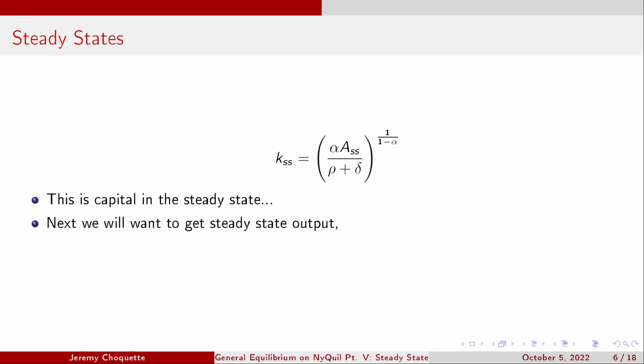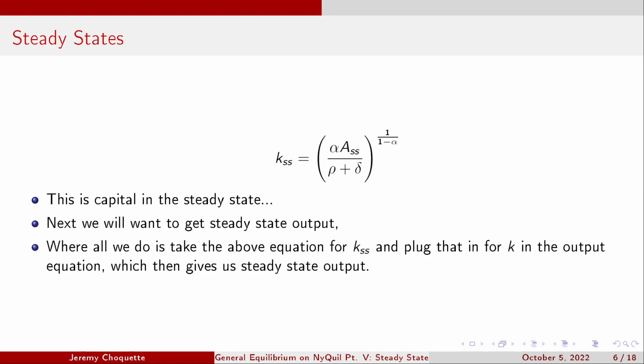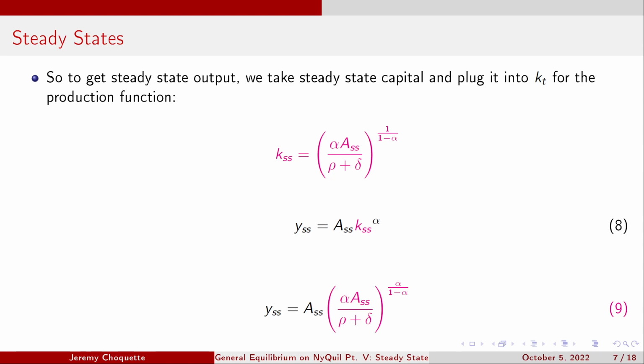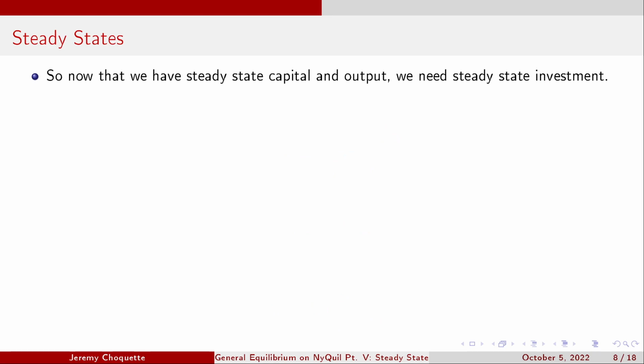Now, next, we're going to want to get steady state output. So what I'm going to do is take the above equation for KSS, steady state capital, and plug that in for K in the output equation, which then gives me steady state output. So if K is equal to this, and I've got the production function in the steady state in equation 8, I literally just take the right-hand side of what's all in pink there, and I plug that in for KSS, and that gives me that. And that's steady state output. So that one's easy. I got steady state capital, steady state output.